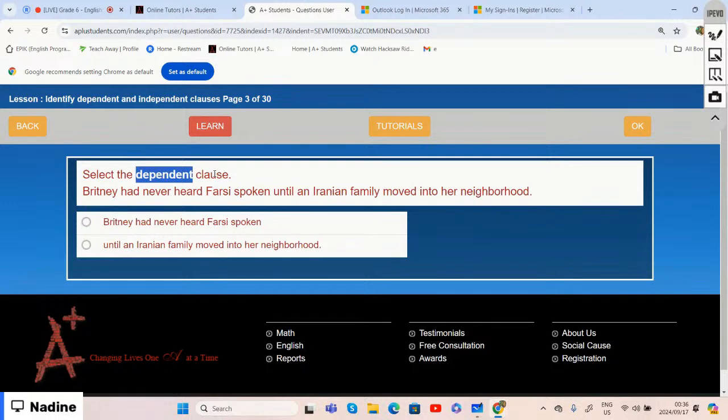So now we need to select the dependent clause. Is it option 1, Brittany had never heard Farsi spoken, or option 2, until an Iranian family moved into her neighborhood? Look at how the sentence starts. Option 1 or option 2, the dependent clause.